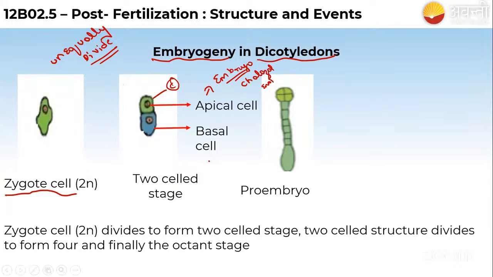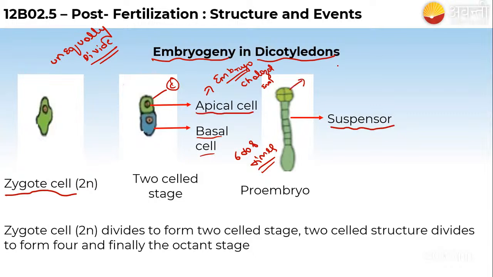Now, this basal cell is going to be divided 6 to 8 times and it is going to form a suspensor. Remember, this is going to be called the suspensor. And this apical cell is going to be divided and it is going to give a four-cell stage. This apical cell is nothing but the embryo. This is mainly the embryo.